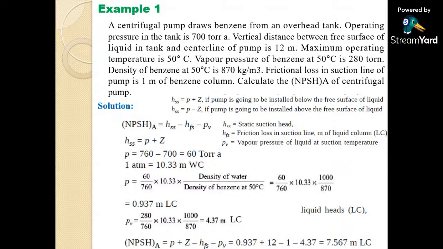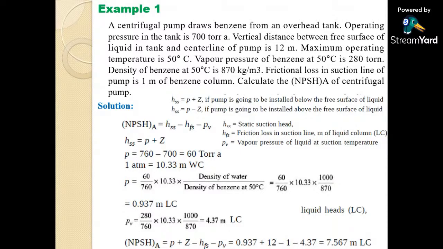So maybe in the numerical few data points will be provided, and by using this data you have to determine the net positive suction head or the power required to lift the liquid. So these are the two main objectives we are going to satisfy when we have to solve the numericals for the pump. Either you have to calculate the net positive suction head or the power required for the pump.